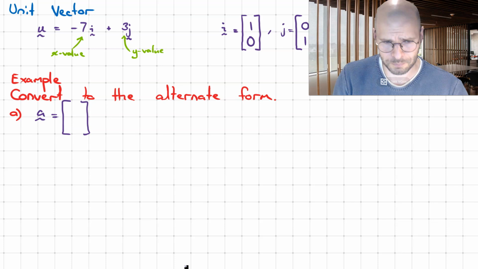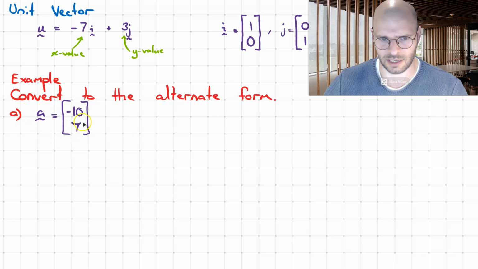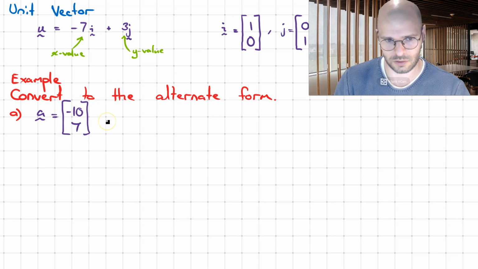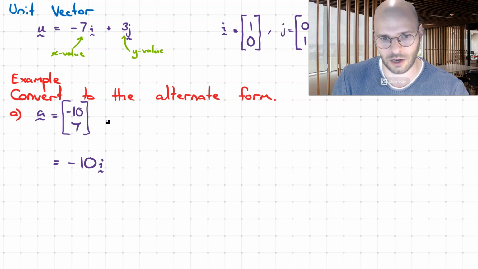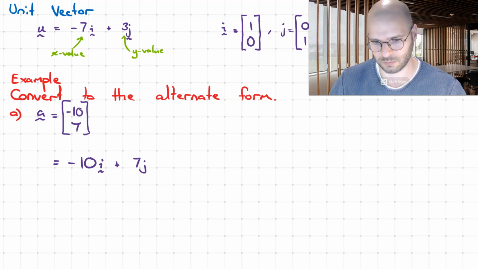Suppose we have A, and we'll say that this is [-10, 7]. Suppose we want to convert this into its alternate form. We know that this vector is in component vector form, so the alternate form is unit vector form. So the way in which we do this is we just go -10. -10 represents x values, so this is going to be -10i, plus 7j, because the 7 represents the y values. So that's your first conversion.